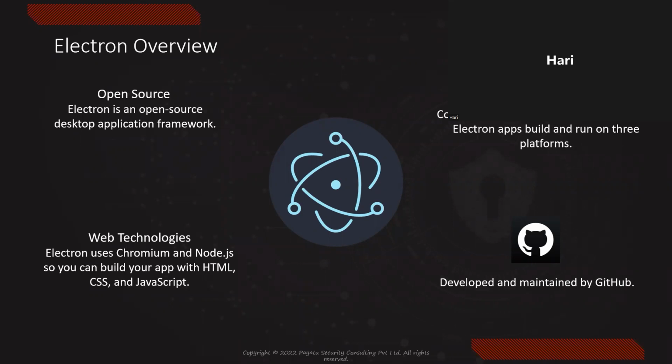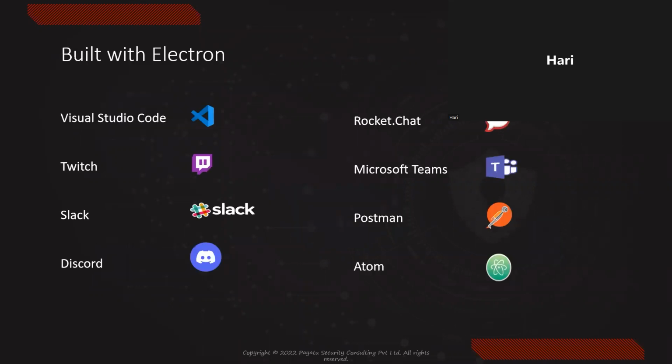Also, it is an open source framework, developed and maintained by GitHub. I think the first application developed with it was GitHub's Atom editor. I don't know how many of you really know about Electron, but in our day-to-day life, especially techies and IT workers are using Electron applications like Visual Studio Code, Twitch, Slack, Discord, and RocketChat. Recently, RocketChat also had one remote code execution vulnerability. Teams, Postman and Atom are Electron applications too.